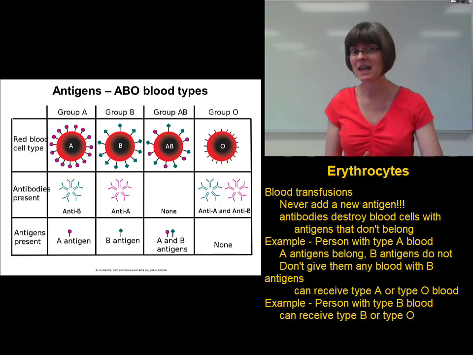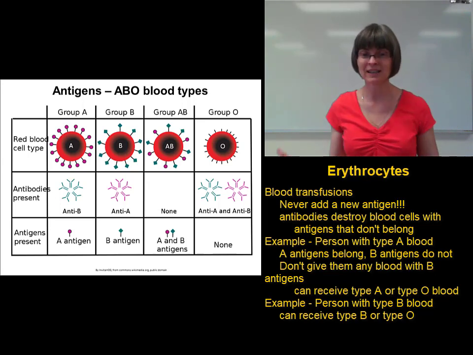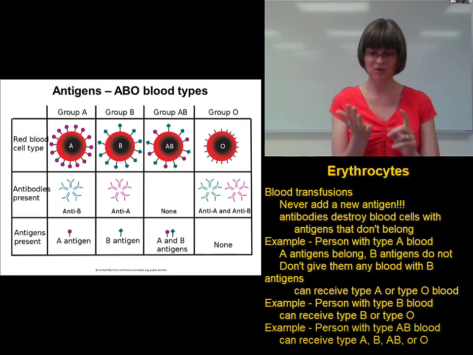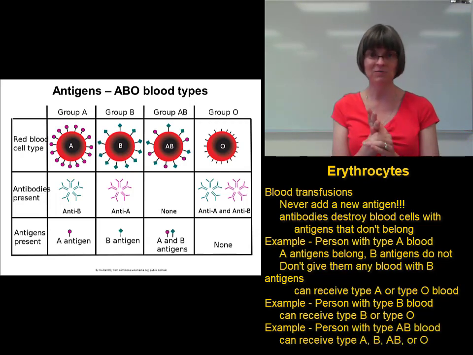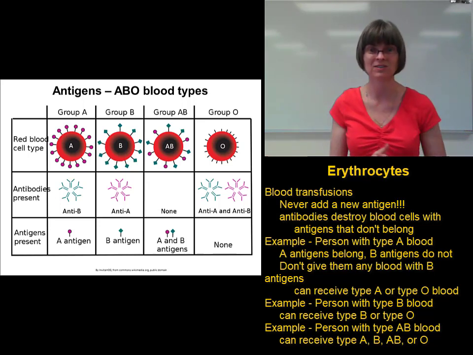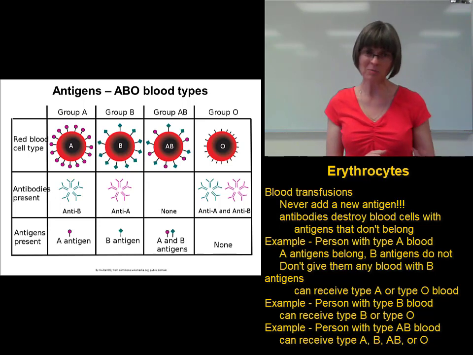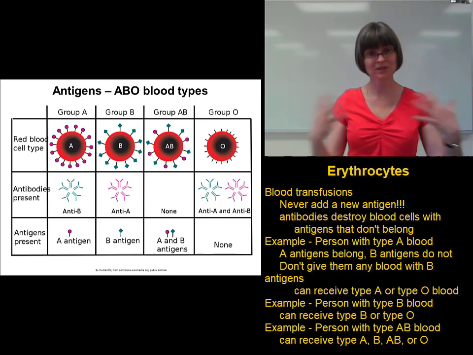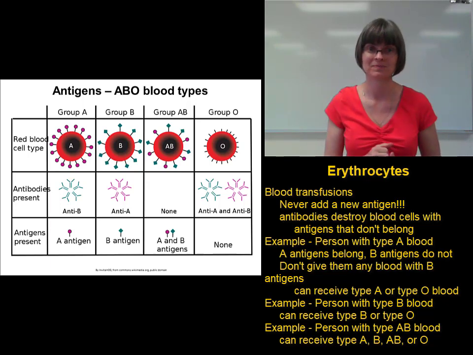If you have type AB blood, you're actually really in luck. You've already got the A antigen, you've already got the B antigen, so you can receive A, you can receive B, of course you can receive AB, and you can receive O because there aren't any antigens on O. So we call a person with AB blood a universal recipient because they can receive all of the blood types.